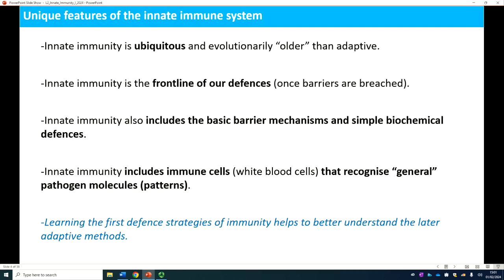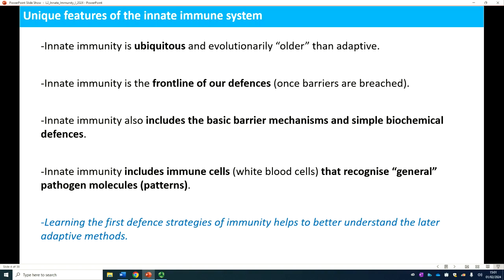Okay, so if we start to look at the innate immune system, as we were looking at on Monday, we know that the innate immune system is ubiquitous. It's also evolutionarily older than the adaptive immune system. It likely evolved first. And as we mentioned, it's the front line of our defenses, particularly once the physical barriers have been breached.